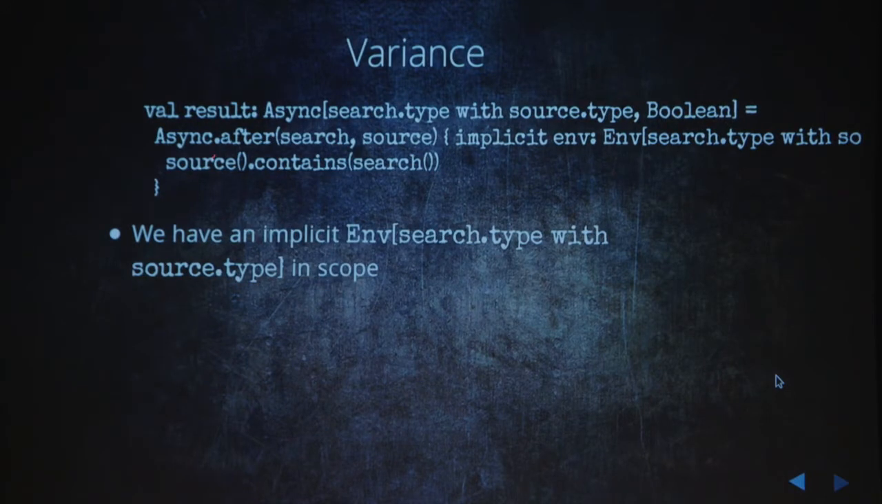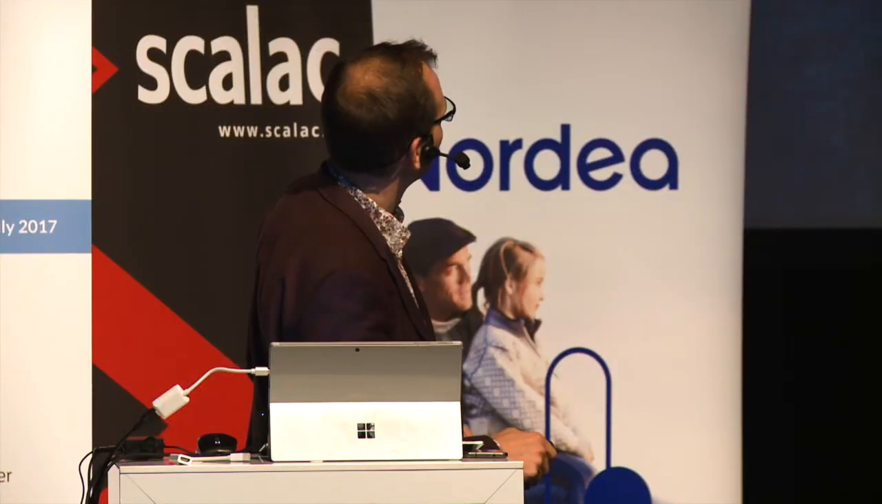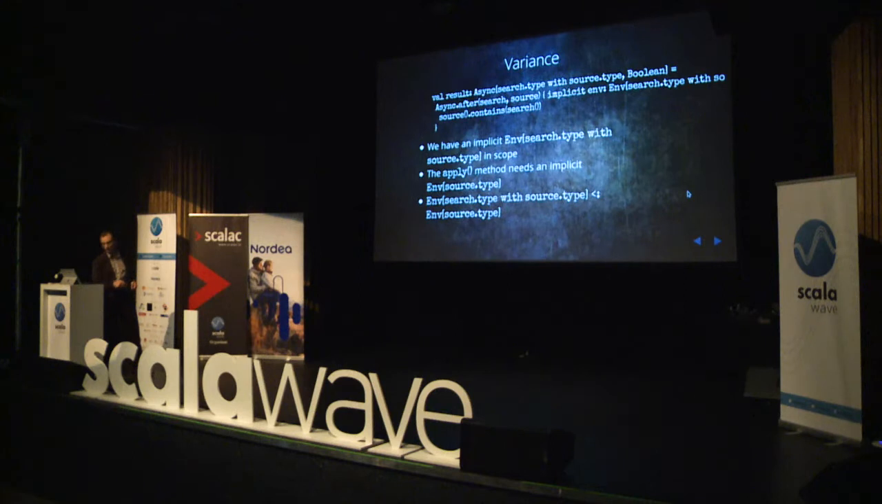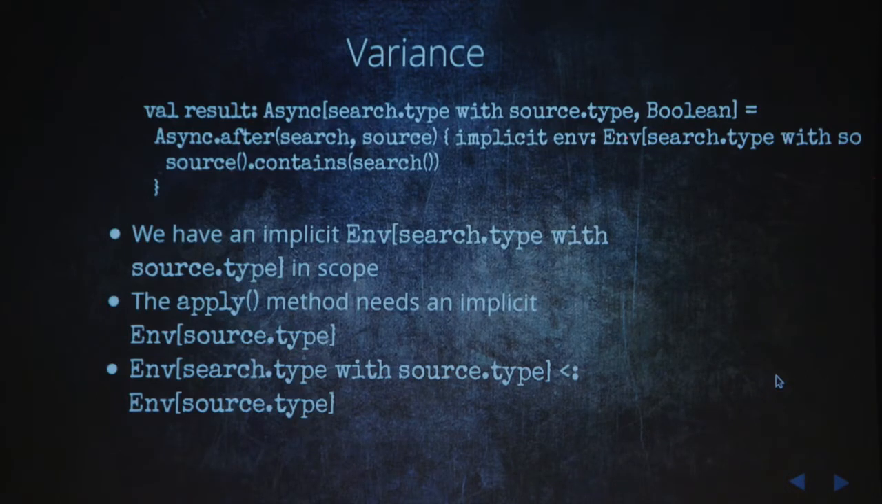Because when we calculate the resultant here, when we call apply on source or search, the compiler is saying, I'm looking for an implicit Env of source.type. When you want to apply search.type, it looks for an implicit Env of search.type. And the best type which satisfies both those conditions is actually Env of search.type with source.type. So what we've done is we've provided the implicit with exactly the type it needs to satisfy this. Okay? And remember, these come from the dependencies.